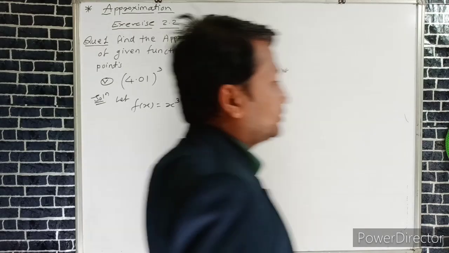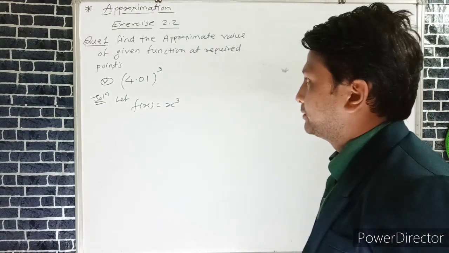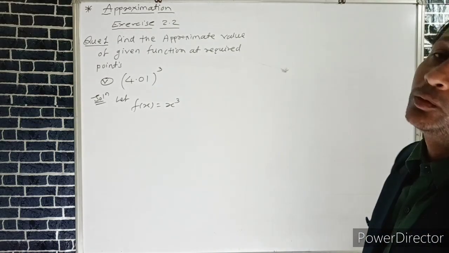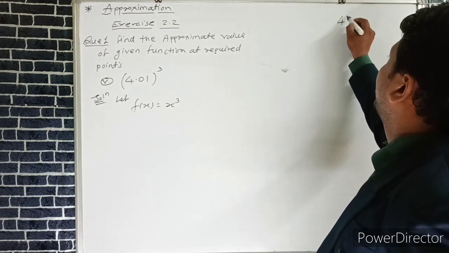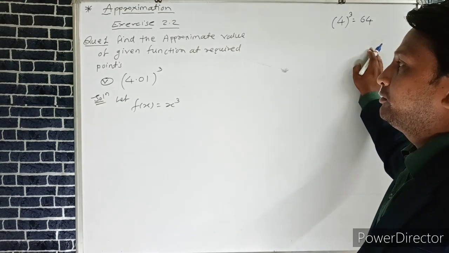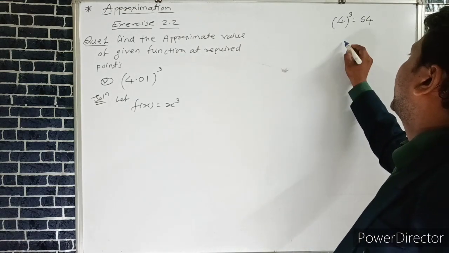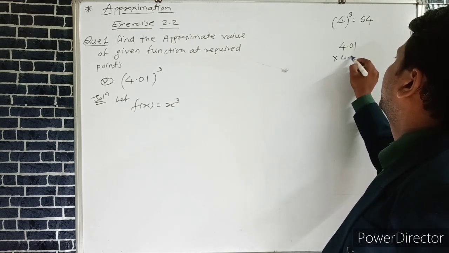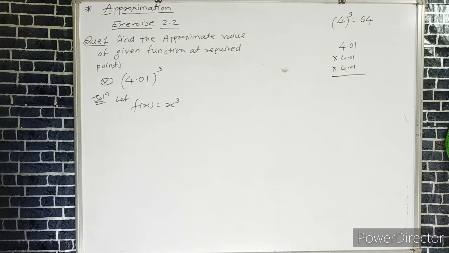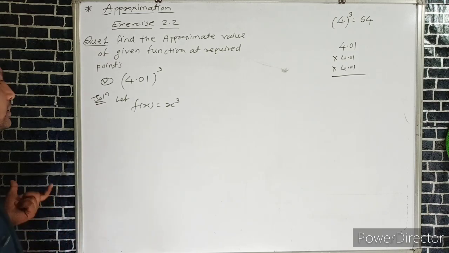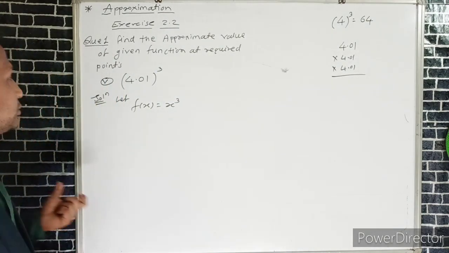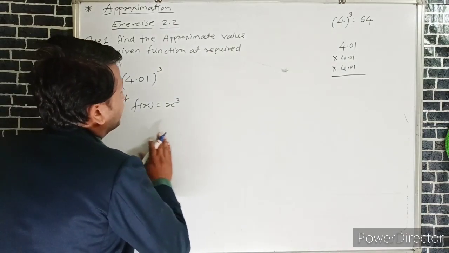So the example number 5 is 4.01 whole bracket cube, and here we have to find the approximate value of 4.01 whole cube. It is easy to find the value of 4 cube, which is 64, but difficult to find 4.01 cube. We could calculate 4.01 into 4.01 into 4.01, but it is best to use the rule of approximation: f of a plus h is approximately f of a plus h into f dash of a. So first we have to find the value of f of a and f dash of a.